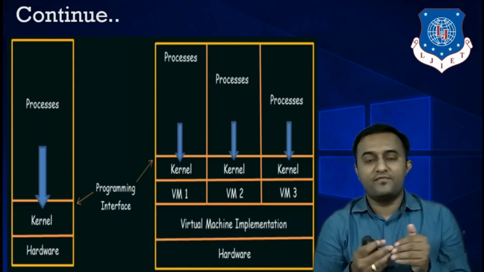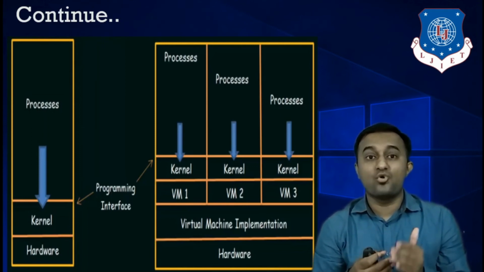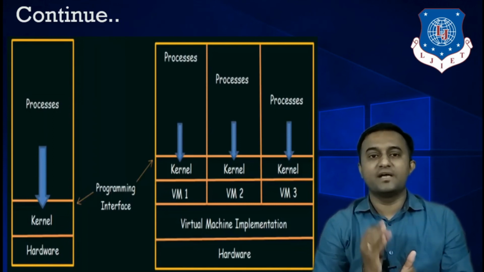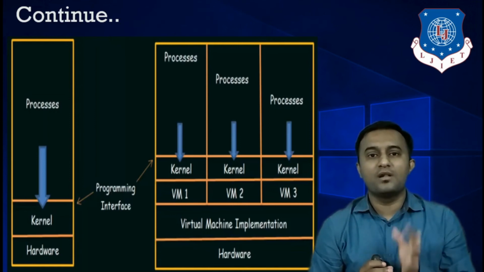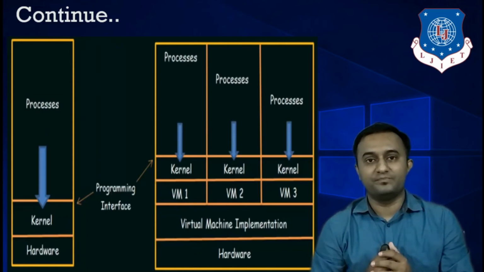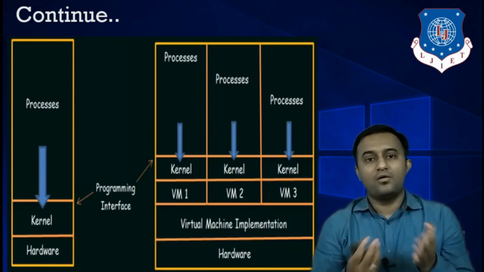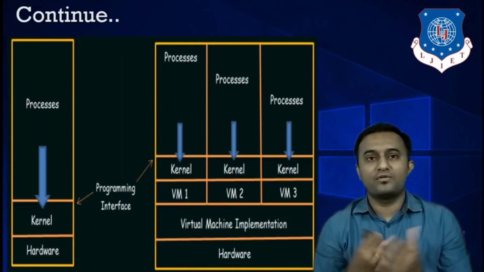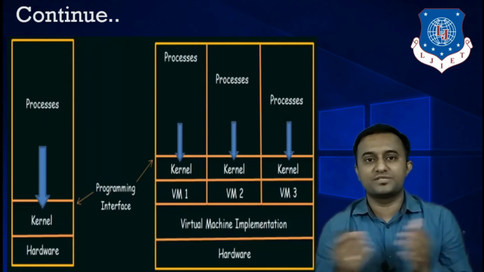So definitely each operating system has its own kernel. Yes, you can see VM1 has its own kernel, VM2 has its own kernel, VM3 has its own kernel of the operating system. And on the kernel we have various application programs, so we have different processes. Application programs are nothing but what we call processes in terms of operating system. So various processes we have.